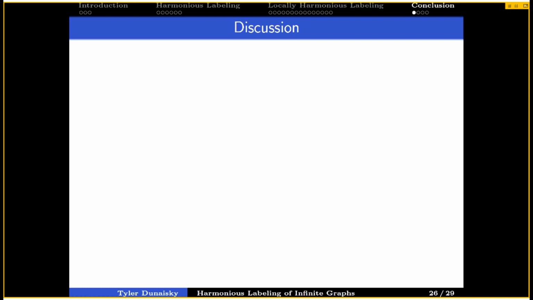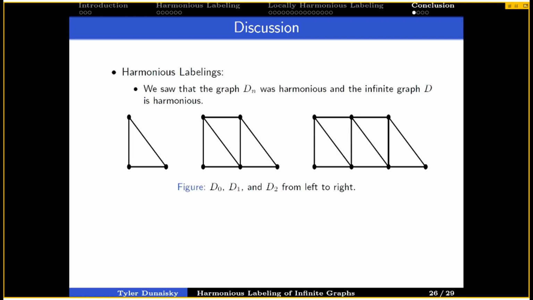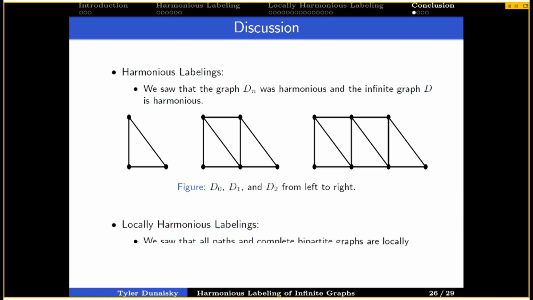So, conclusion for harmonious labelings. We saw that the graph D sub n is harmonious, then the infinite graph D is harmonious. So there's D0, D1, D2. And then for locally harmonious labelings, we saw that all paths and similar graphs will be harmonious, and that we can build an infinite graph to be locally harmonious.